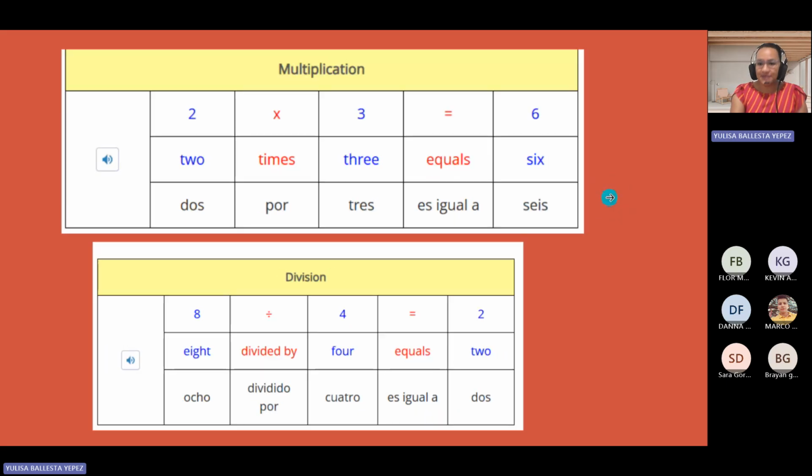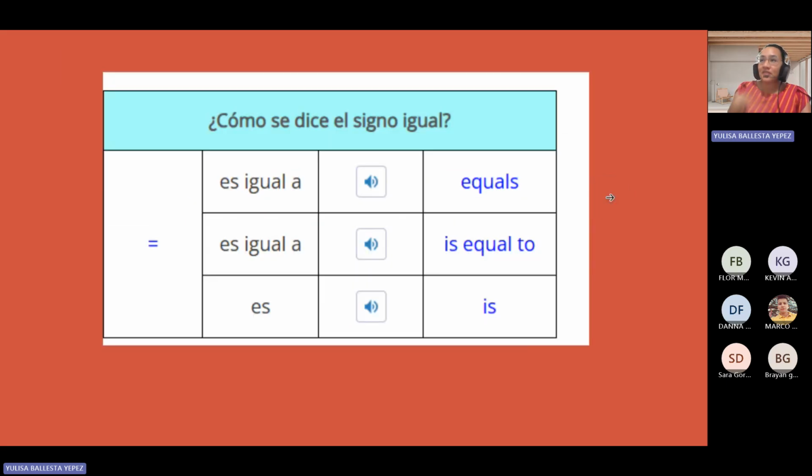So we have an activity to do. And to say igual, lo podemos decir de tres formas. Es igual a equals, es igual a is equal to, or is. For example, we can say 5 plus 5 equals 10, is equal to 10, or is 10. Whatever you want to say.